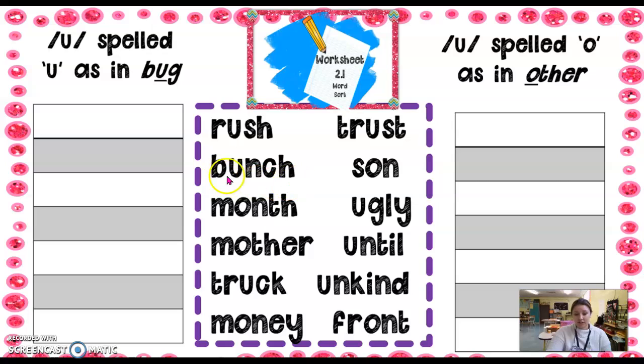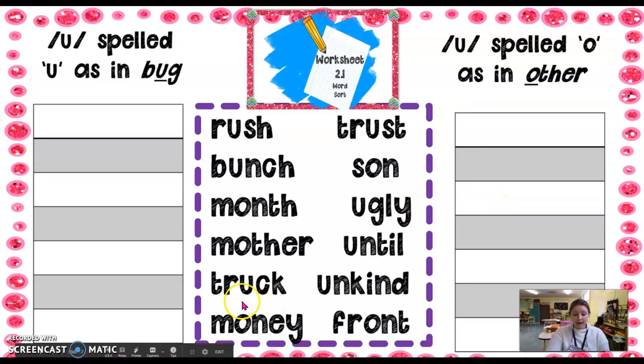How about bunch? Does bunch use a U or an O to say uh? Bunch also uses a U. Nice job. How about the word month? Does month use U or O to say uh? It uses an O. I would put month over on this side. Very good. How about mother? Does mother use U or O to say uh? Mother uses an O. Excellent.